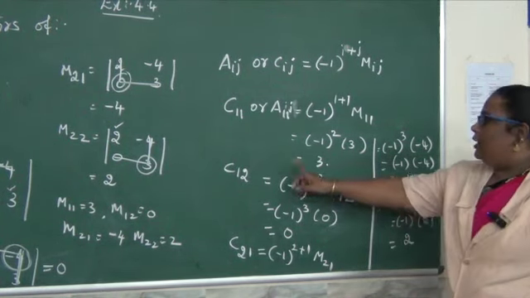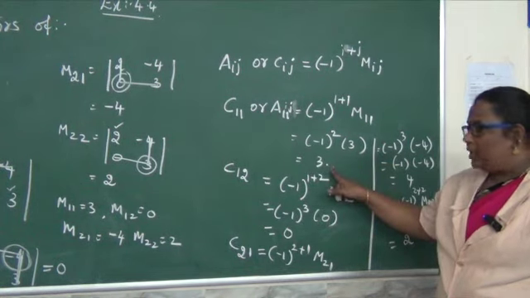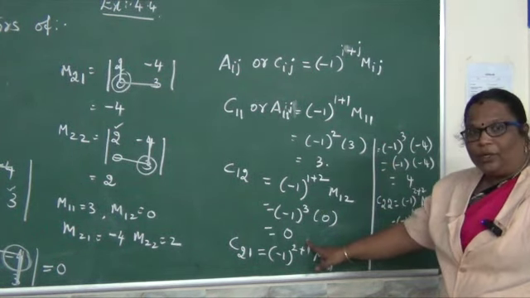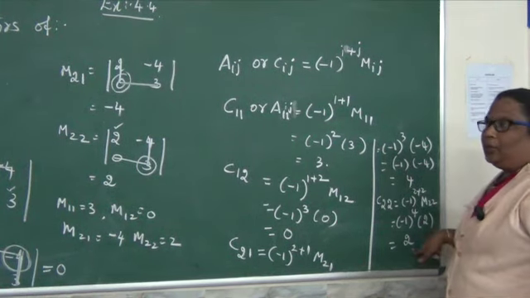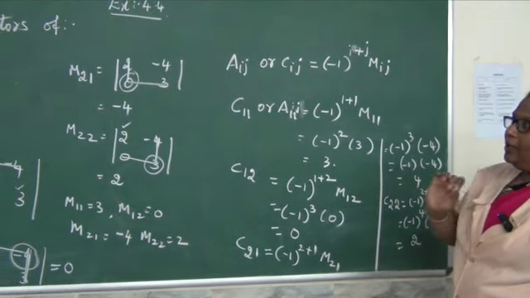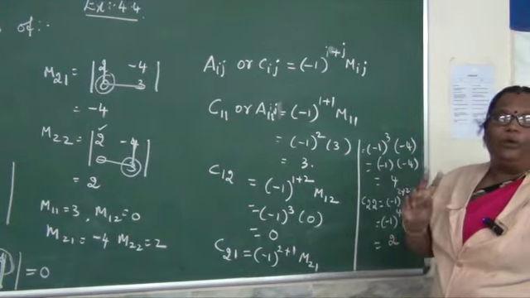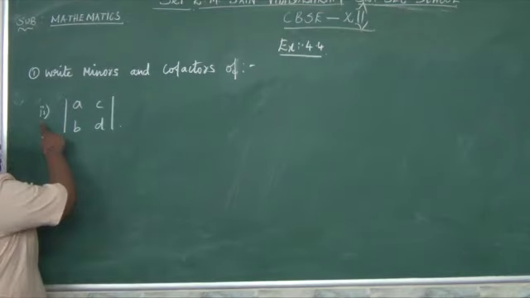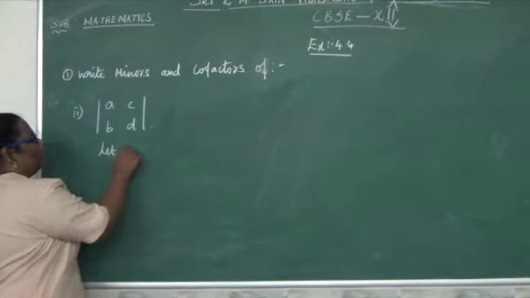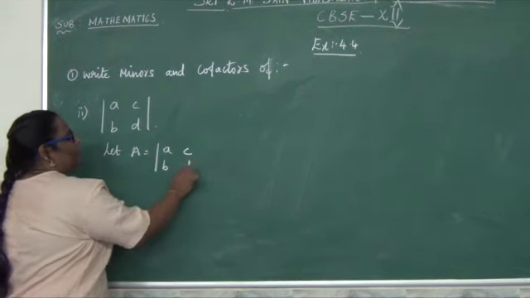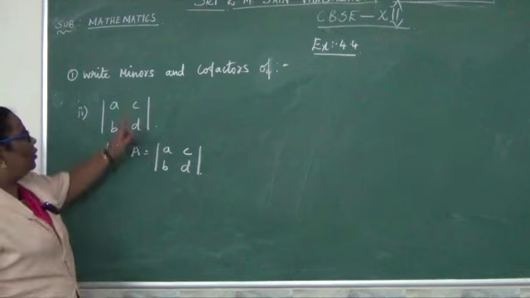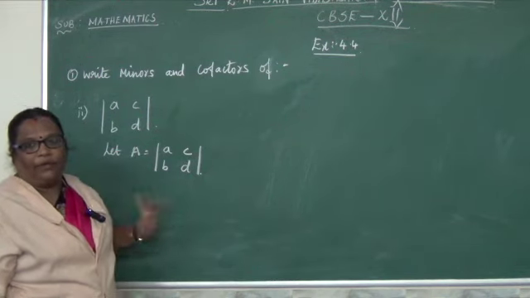So the value of C11 equals 3, C12 equals 0, C21 equals 4, C22 equals 2. This is the minor and cofactor of the 2 by 2 determinant. For the second subdivision, let A equal to the determinant of a, c, b, d. We should find the minor and cofactor of the given determinant.